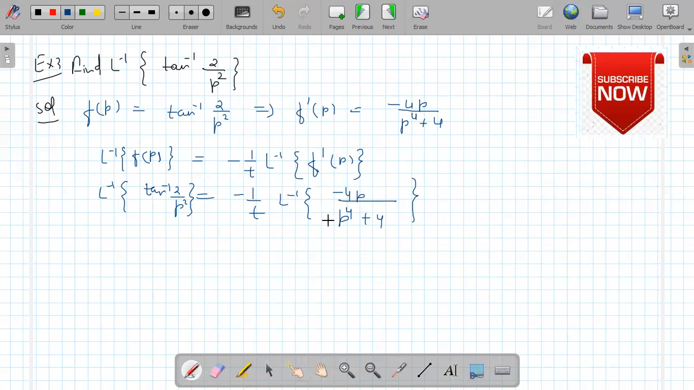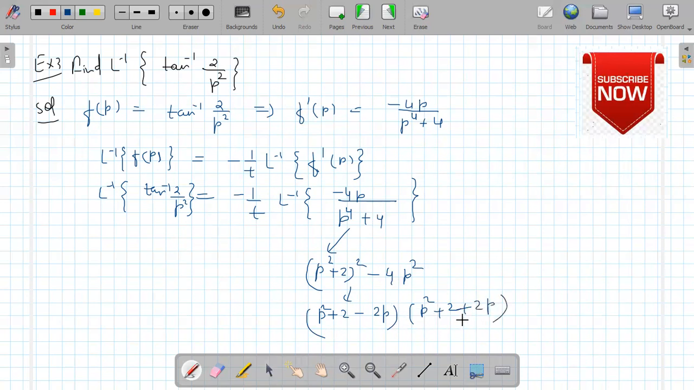So p to the power 4 plus 4, if we look at its factors, we can write this as p square plus 2 whole square minus 4p square, right? So this is a square minus b square type of expression. So you can again factorize it as p square plus 2 minus 2p and p square plus 2 plus 2p. So these are the partial fractions of this equation.